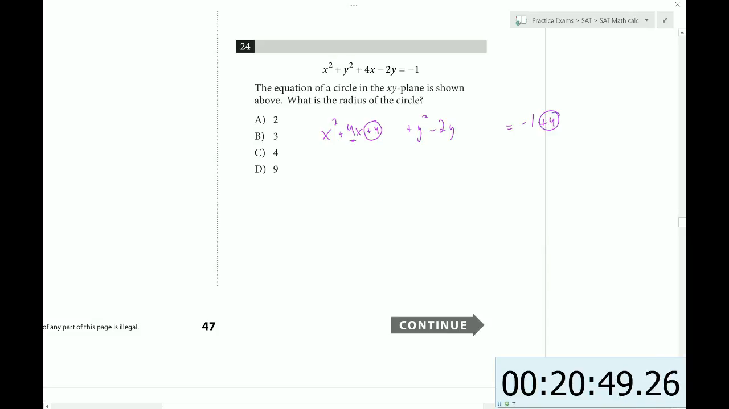And we do the same for the y's. We half 2 and square it, so we get 1. Add that to both sides. Now we can factor these down, but basically the radius squared is going to appear on the right side. So these cancel out, and we just get 4 is the radius squared, and so the radius would equal 2.